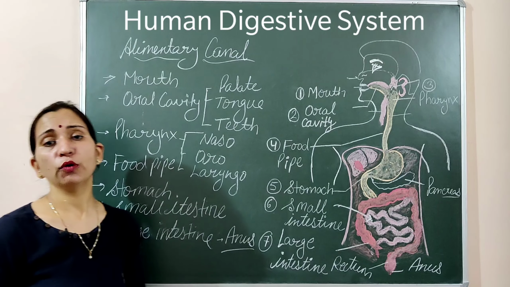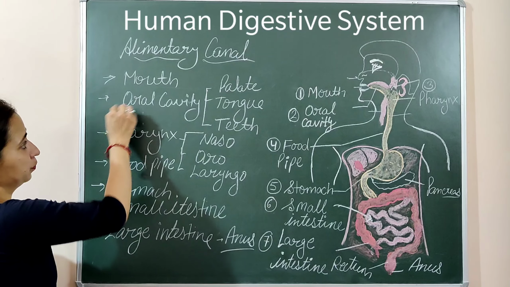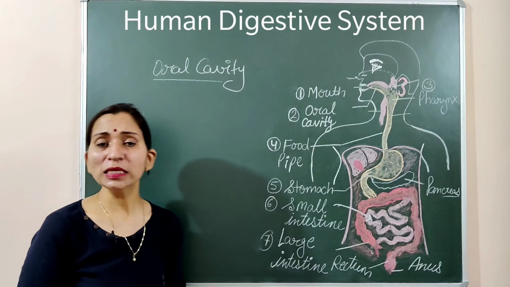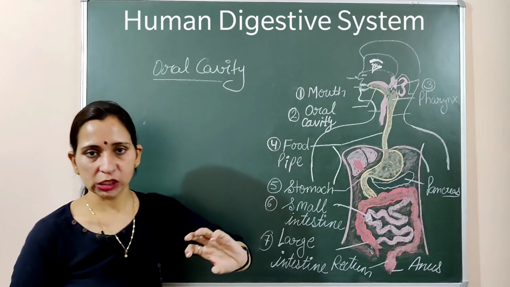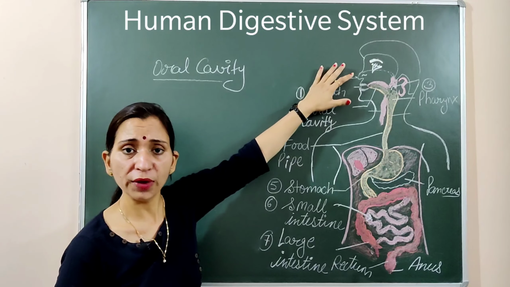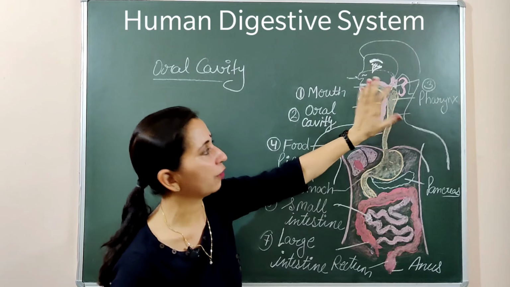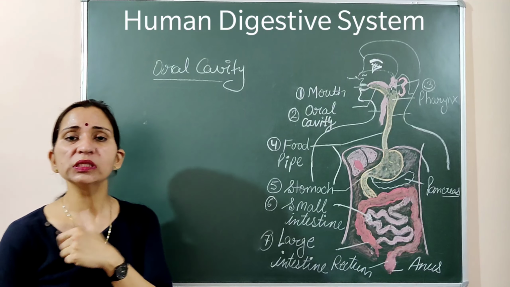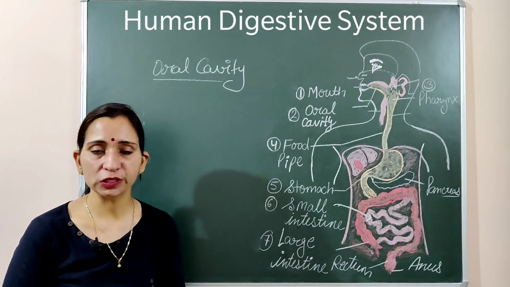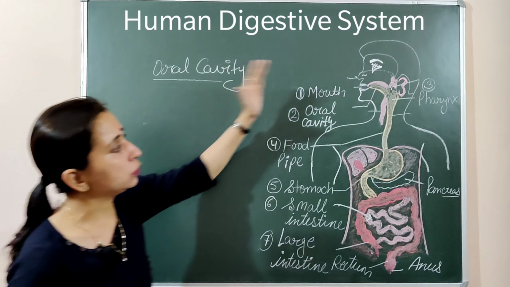Now we will discuss about the oral cavity in more detail. Now let's see the different parts of oral cavity. Oral cavity is a cavity-like structure. The mouth, which is the opening of alimentary canal, opens into a cavity which is oral cavity. Firstly, the mouth opens into a slit-like structure which is known as vestibule. So, mouth opens into the vestibule.